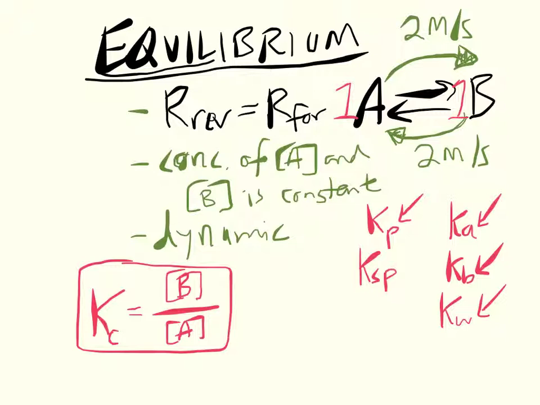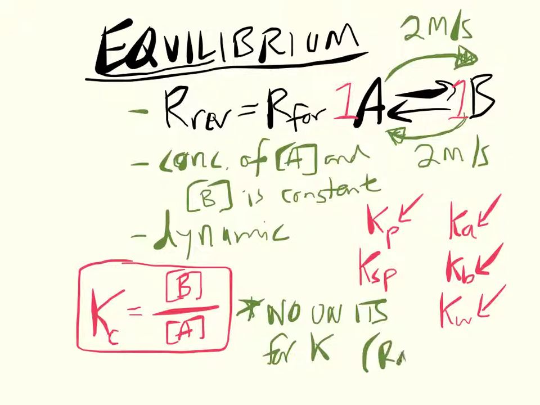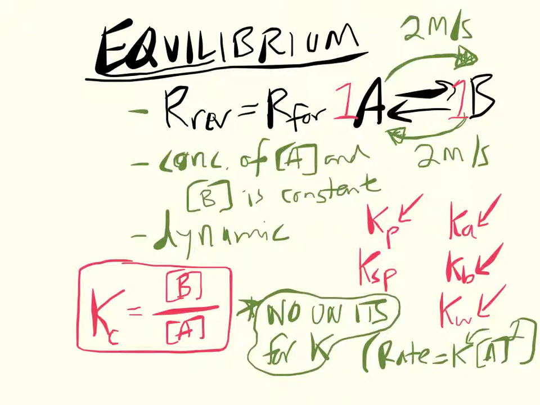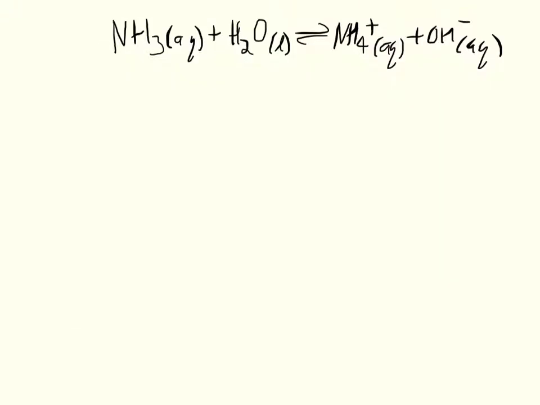The one thing we want to know for sure, always, is that there are no units for capital K. Don't get confused with a rate law. There are units for the rate constant in a rate law, which we've reviewed already. Something like this does have units. But for an equilibrium constant, no, there are no units. So let's get some practice writing those. Given this reaction above, a solution of ammonia is dissolved in water, essentially, to produce ammonium ions and hydroxide ions. How would we write the equilibrium expression for this?